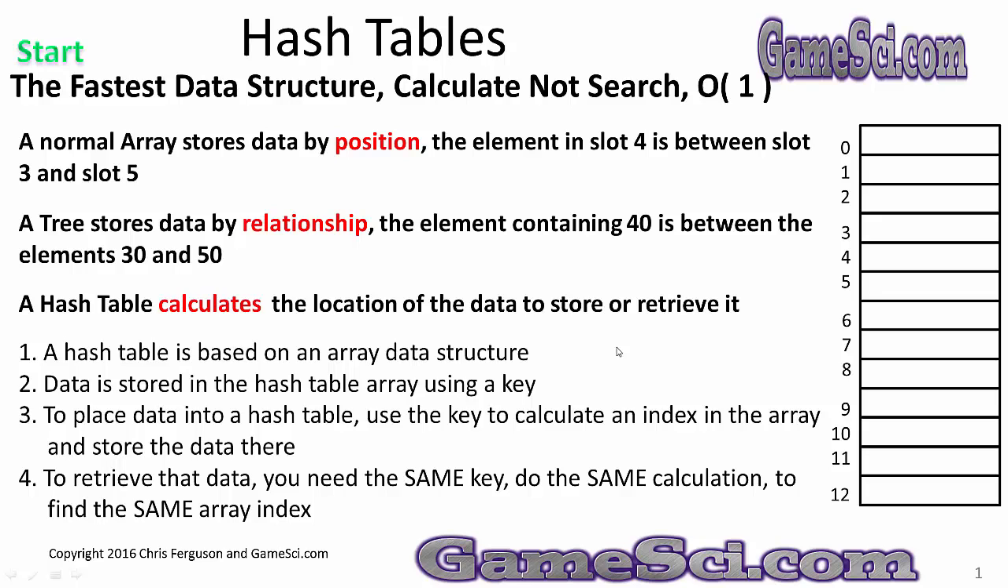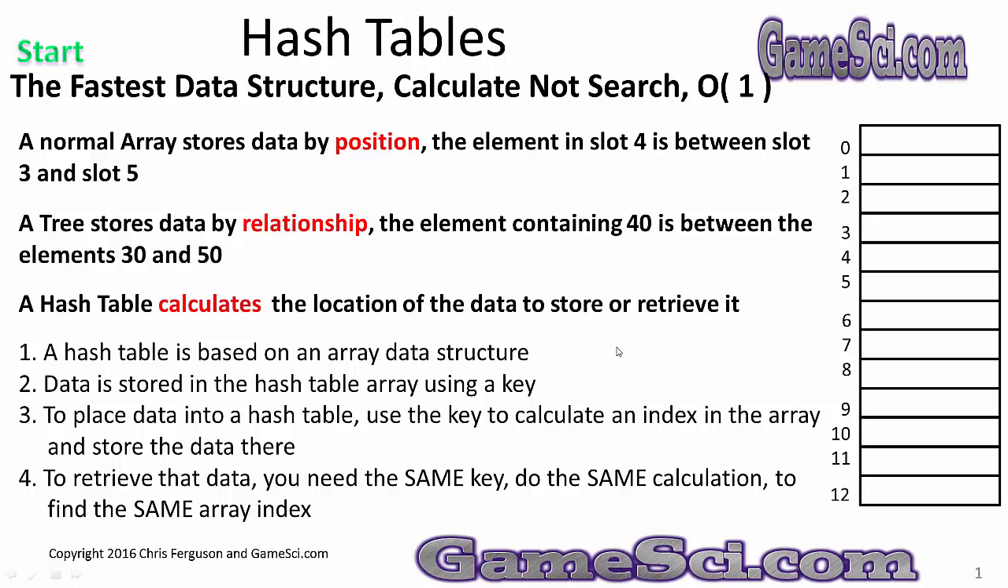The fastest data structure. Calculate, not search. Big O order of one notation. A normal array stores data by position. The element in slot 4 is between slot 3 and slot 5. A tree stores data by relationship. The element containing 40 is between elements 30 and 50. A hash table calculates the location of the data to store and retrieve it.